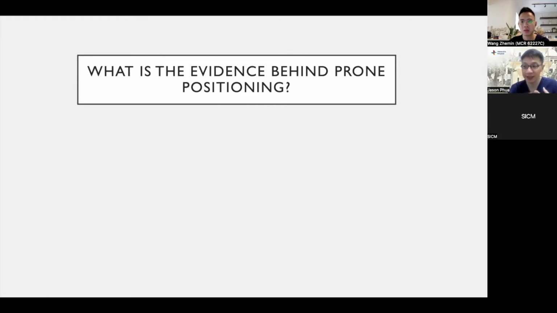The severity of the ARDS is different. The mechanical ventilation practices of the past were different, etc. But as of 2022, the PROSEVA study is the gold standard study that we rely on.